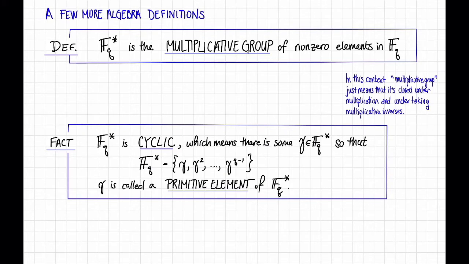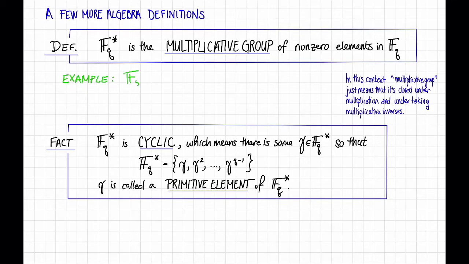Our first definition is of F_q star. F_q star is what we'll define to be the multiplicative group of non-zero elements in F_q. That is, it's just the set of all the non-zero elements in F_q. In this context, multiplicative group means that it's a group under multiplication. That just means that it's closed under multiplication and under taking multiplicative inverses. Here's an example.